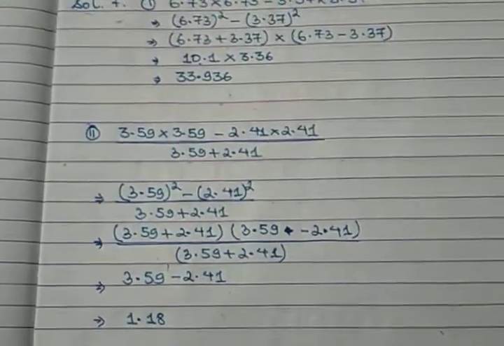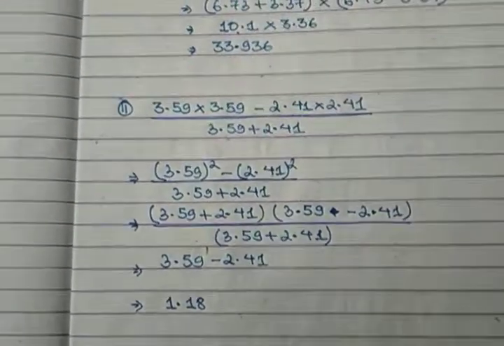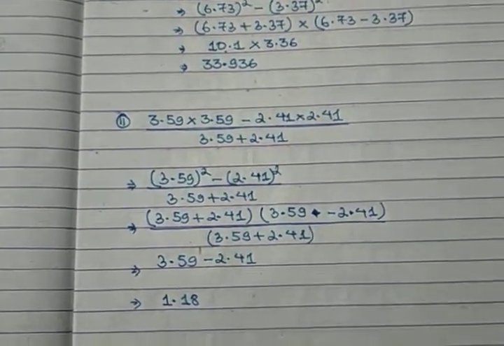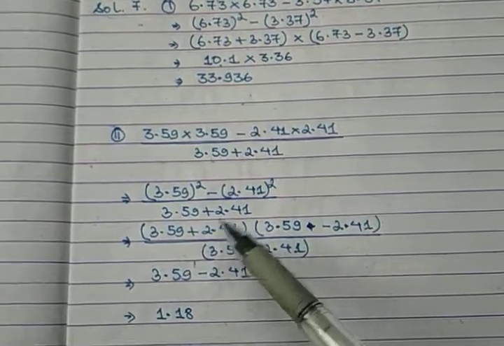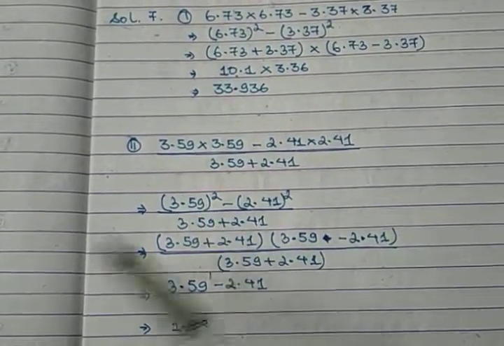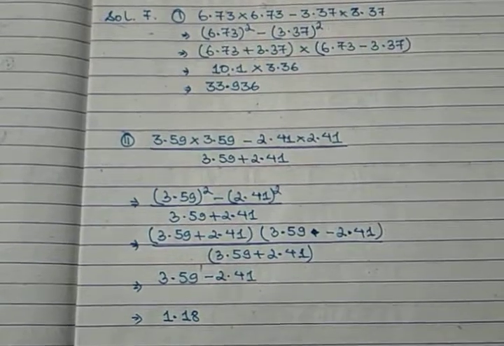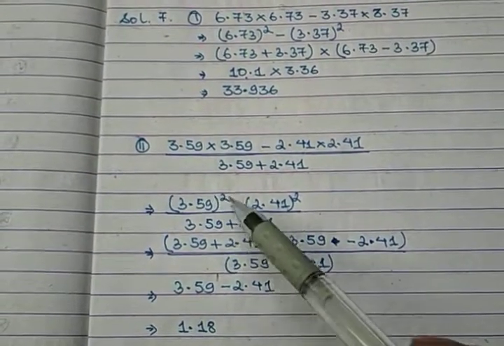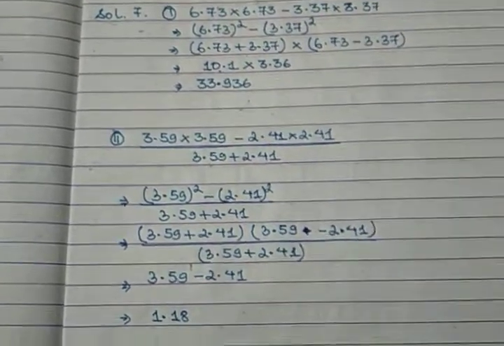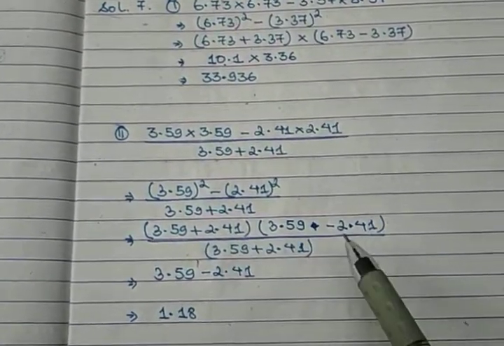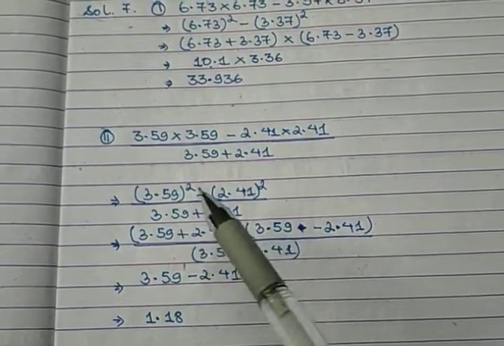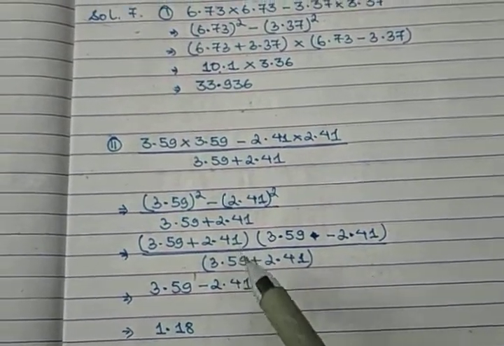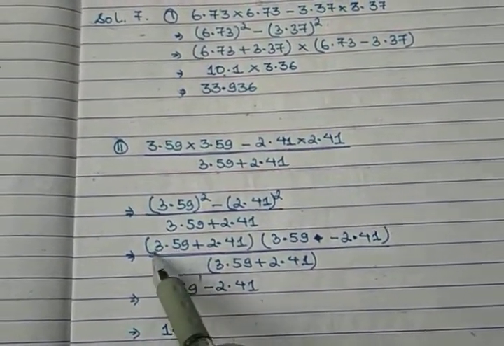Now the final sum for today. 3.59 into 3.59 minus 2.41 into 2.41, divided by 3.59 plus 2.41. Now what can I write in the numerator? For this, we can square the term: 3.59 square minus 2.41 square. So it became a square minus b square. So the expansion, we know, is a plus b into a minus b. That's what I have done here: 3.59 plus 2.41, 3.59 minus 2.41, isn't it? Now the entire term from the numerator and denominator, you can cancel directly, see.